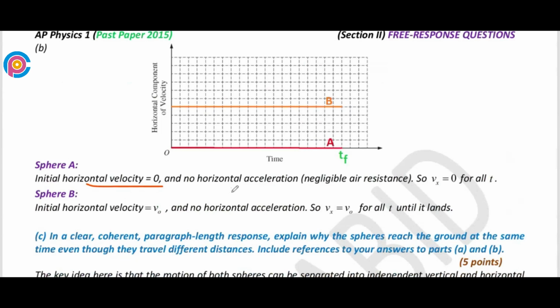As an explanation, the initial horizontal velocity for sphere A is 0, so the line lies exactly on the time axis. Sphere B moves in this direction and its velocity is constant, but A has no velocity, so it is on a horizontal line. Vx is equal to 0 for all time t, for all the time it spends in the air, with no air resistance and no horizontal velocity. An initial horizontal velocity is given along for B, but there is no horizontal acceleration, because no external force is acting on the ball at that moment. Vx is equal to V naught until it lands, so it has a constant horizontal velocity for sphere B.